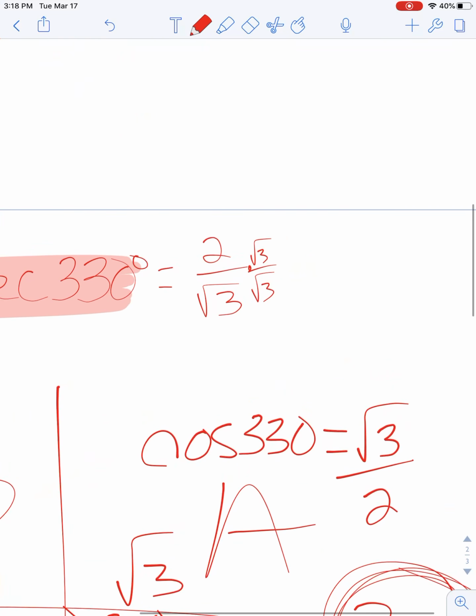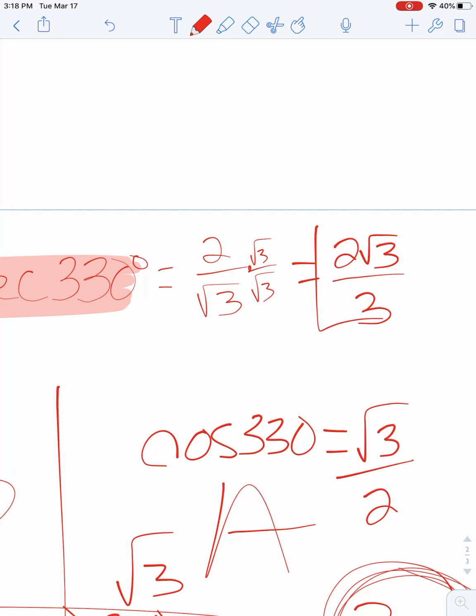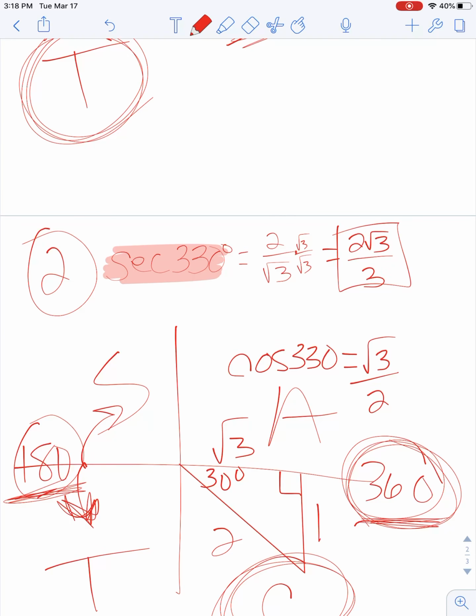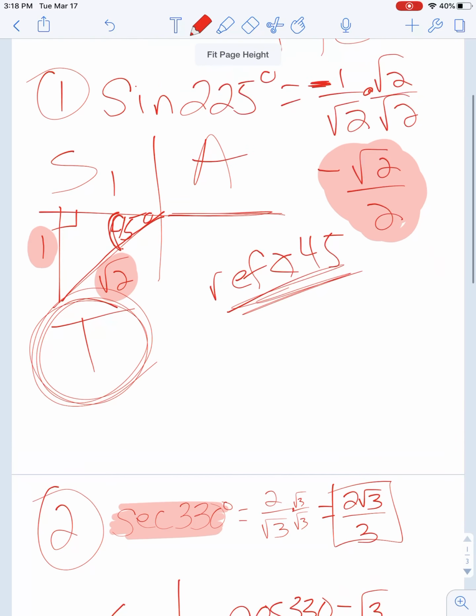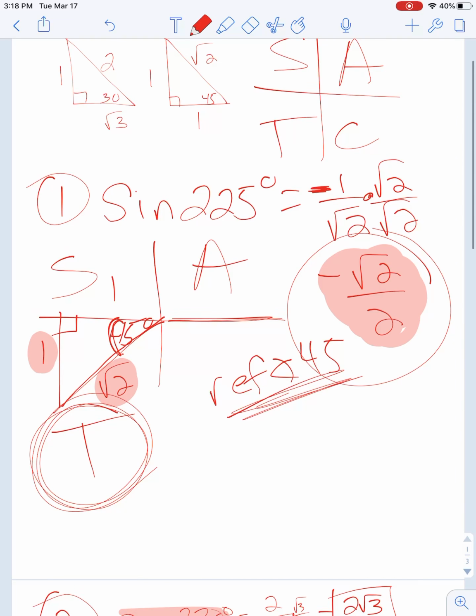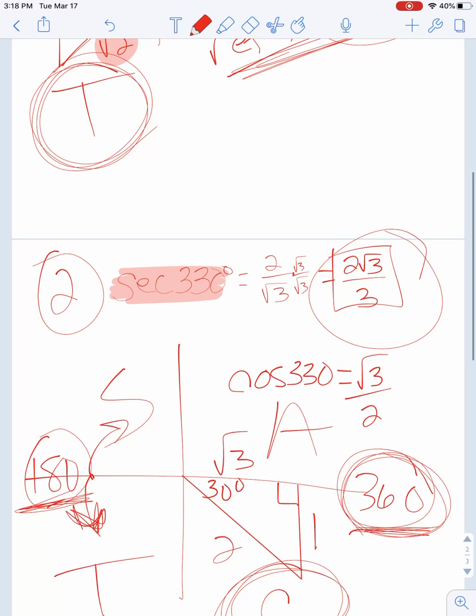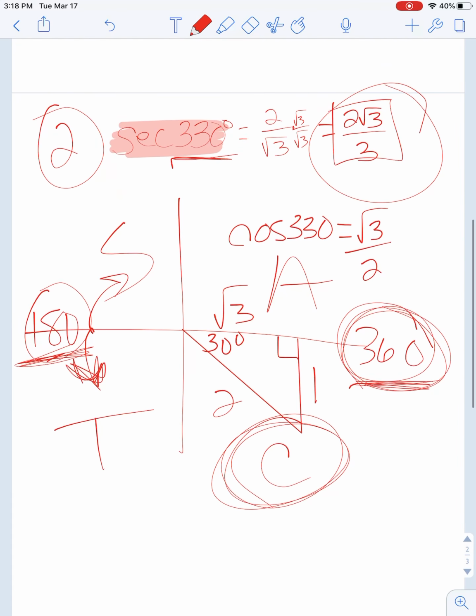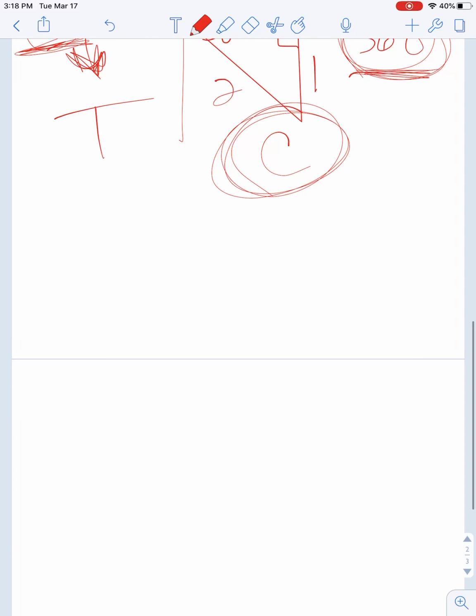And my answer is going to be 2 root 3 over 3. Positive answer, positive ratio. All my answers here are ratios. This is a ratio. This is a ratio. The angles are here, and these are not quadrantal angles we're working with right now. Quadrantal angles, you don't draw a triangle. You do your x's, y's, and r's.